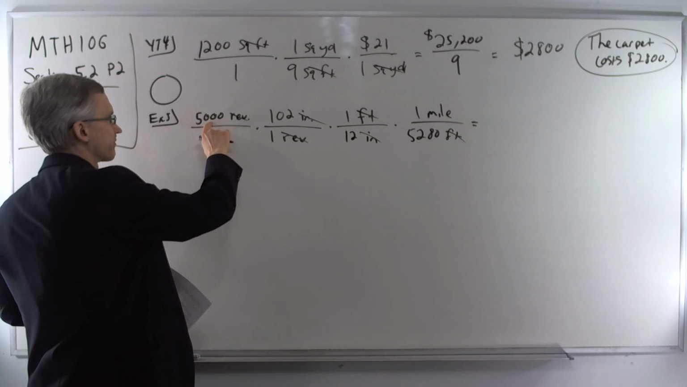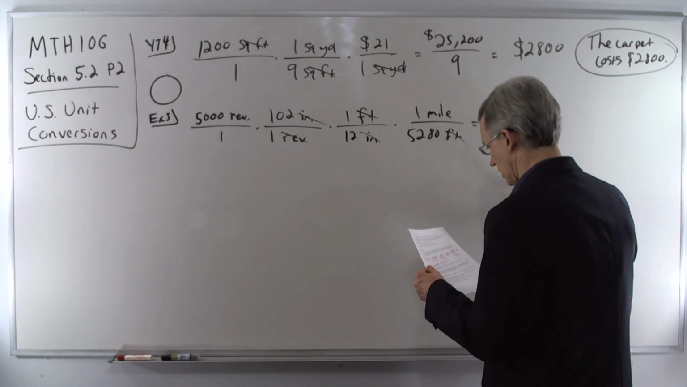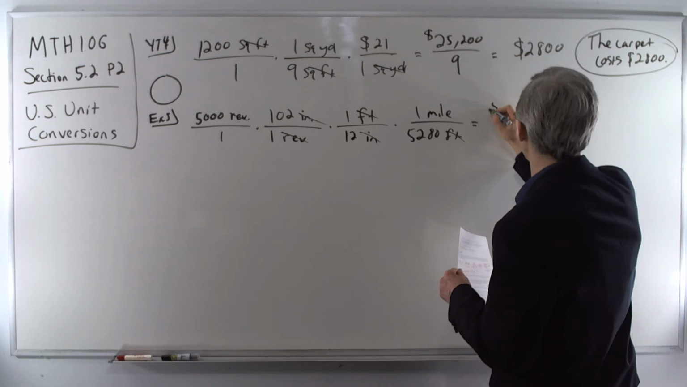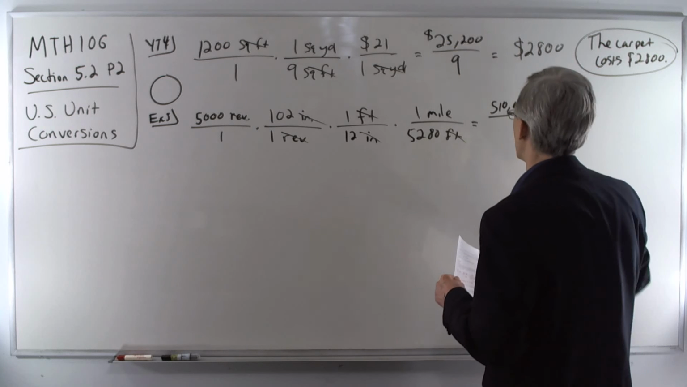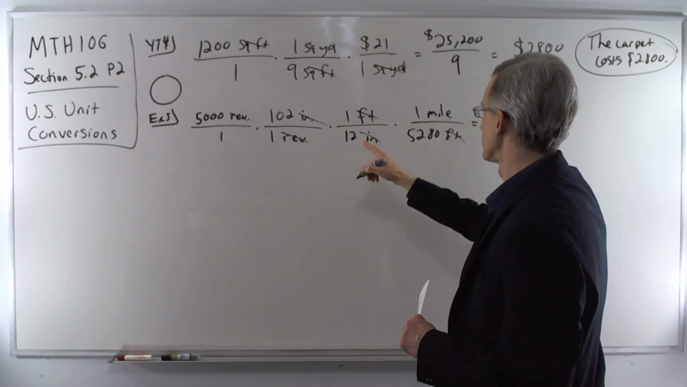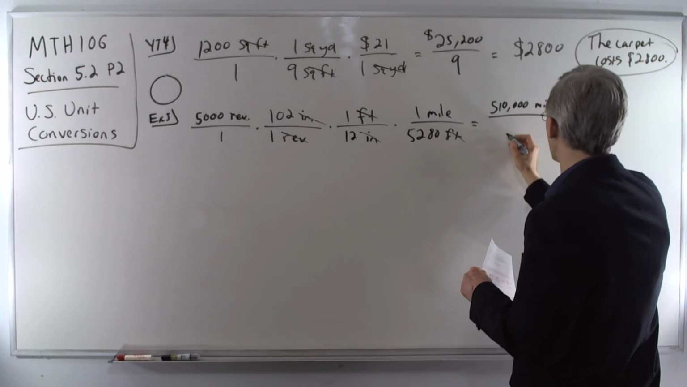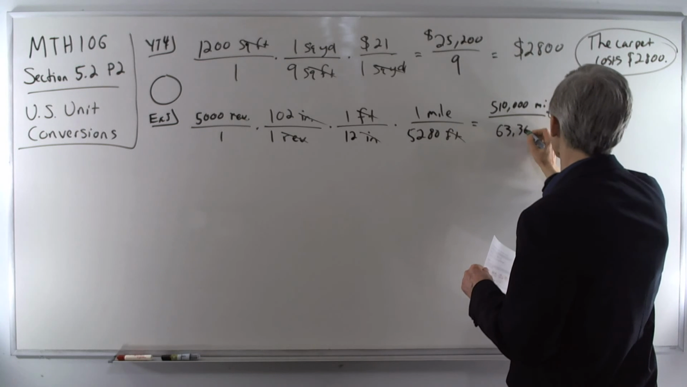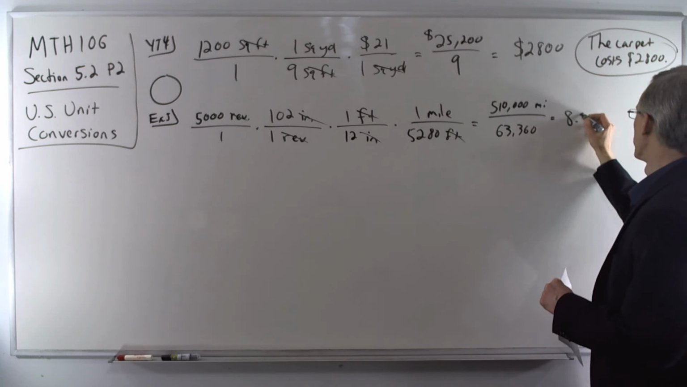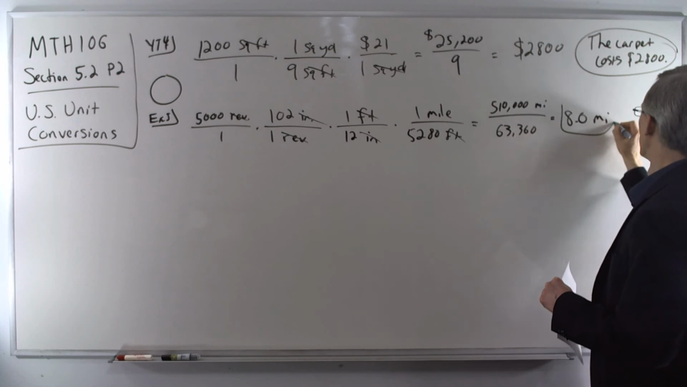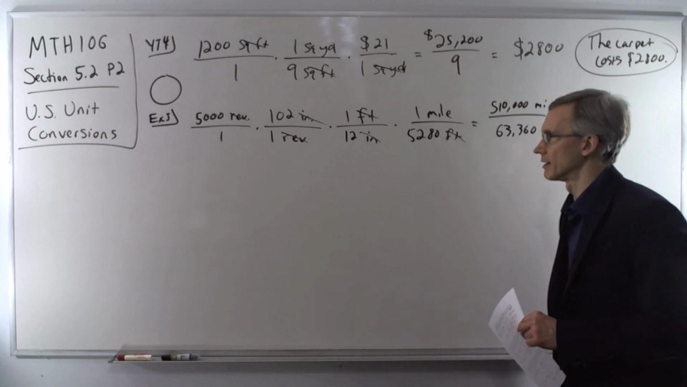Now multiplying straight across, 5,000 times 102. That gives us 510,000 on top. Miles. And on the bottom, 1 times 1 times 12 times 5280. That is 63,360. Divide out, and we get 8.0 rounded. So 5,000 revolutions of the tires, we travel 8 miles.